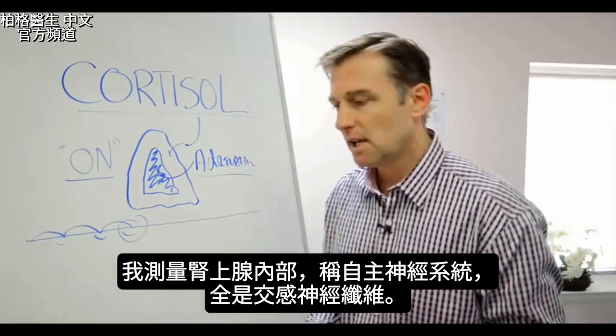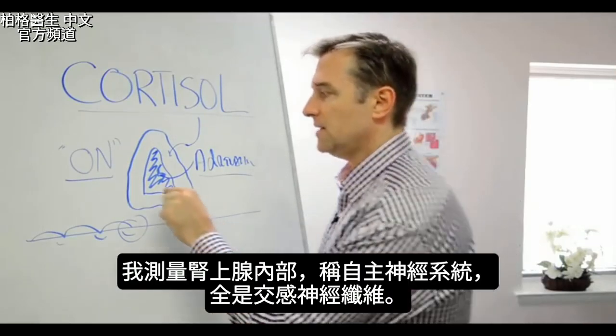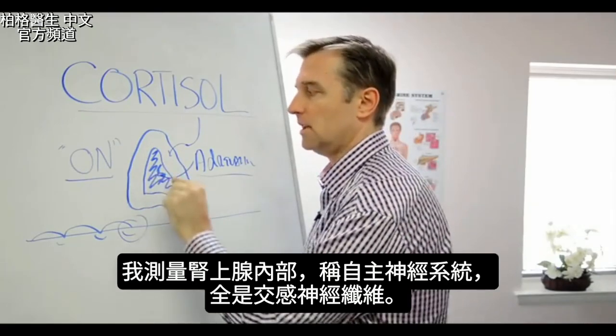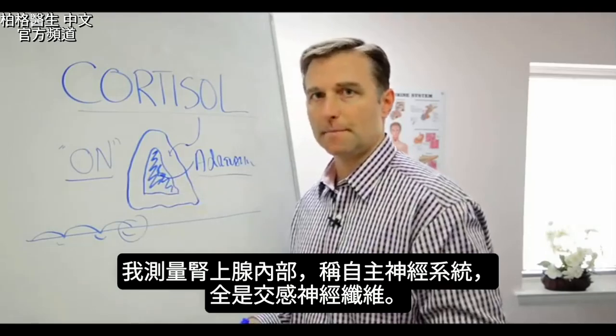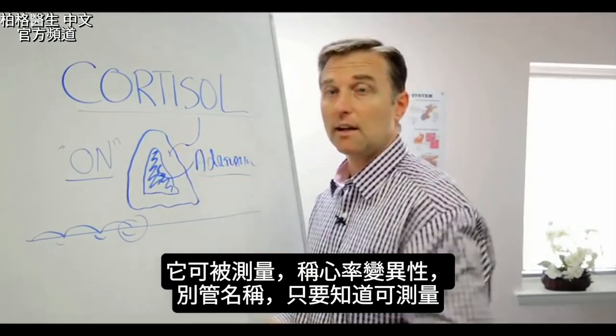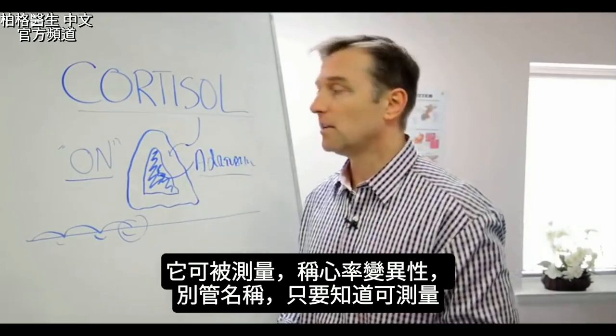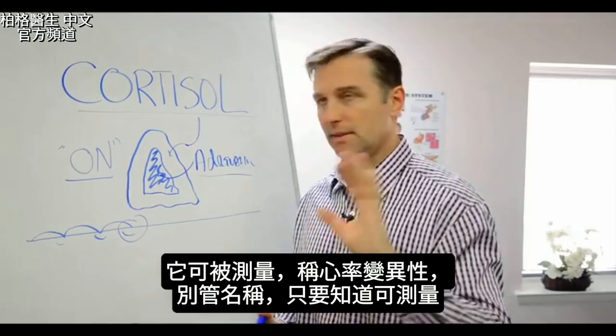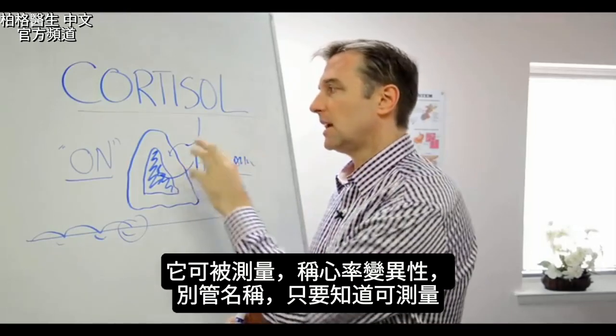And I use a test that measures this part of the adrenal. It's called the autonomic nervous system. This is all sympathetic nerve fibers. So we can measure that on a test that's called heart rate variability. Don't worry about the name, but just realize there is a test that can measure that.